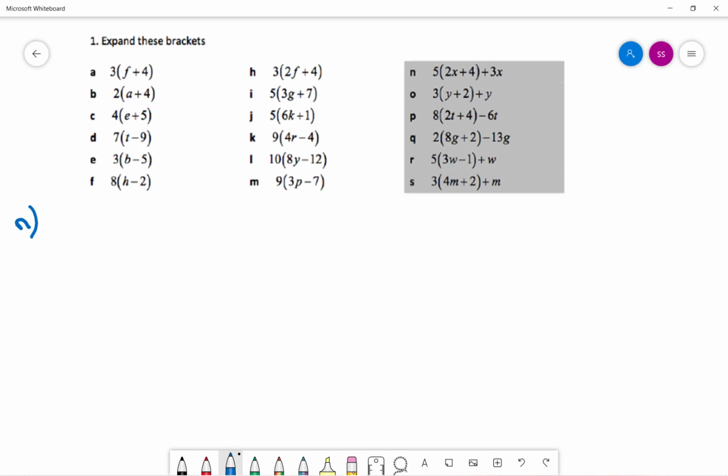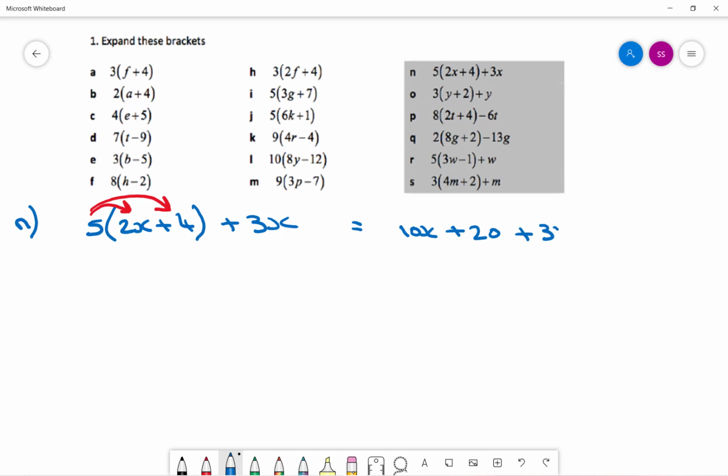So for question N, we've got 5, 2x plus 4 plus 3x. Okay, so this one's a little bit different. However, the beginning of this is exactly the same in that we still expand our brackets in the same way. That is, multiply everything inside by everything outside. So if we just do that on our first step, 2 times 5 is going to give us that 10x, and 5 times 4 gives us the plus 20, but now we've also still got the plus 3x tacked on the end. If we now group our like terms, which is the x term, it's going to be 10x plus 3x is 13x plus 20. So that's how our solution will simplify down there.